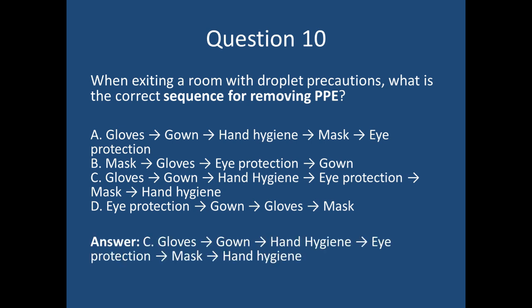And the answer is C. The correct sequence of removing PPE is gloves, then gown, then performing hand hygiene before reaching to the eye protection, then mask, and then hand hygiene at the end.